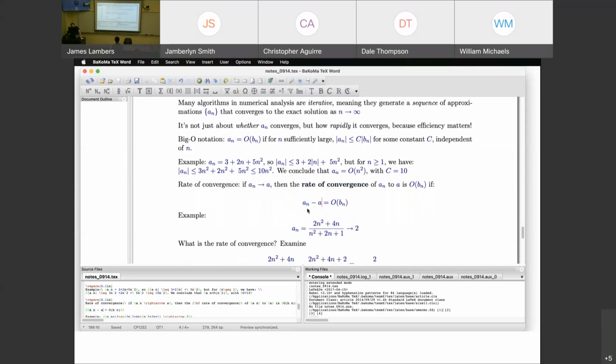So basically, you think of this as an error in a_n. And we want to have an upper bound for that. So if we can find a sequence that satisfies this inequality, then this sequence b_n is the rate of convergence.